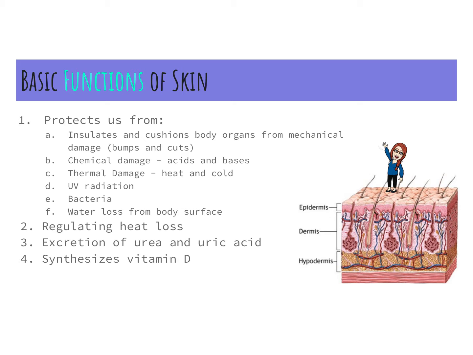First, let's begin by talking about some basic functions of the skin. So, our skin does so much for us. It protects us from many things. It protects us from mechanical damage, in other words, bumps and cuts. It protects us from chemical damage also, any kind of contact you have with an acid or a base. Thermal damage, so heat and cold. Our skin protects us from UV radiation, bacteria, and other pathogens. And it also protects us from water loss from our body surface.